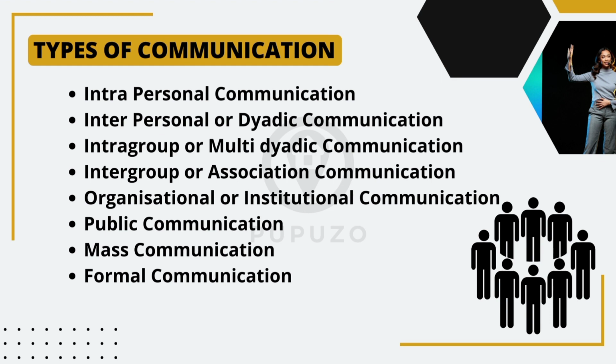Lastly, we have formal communication, which is based on authority and organizational structures. It can be categorized into upward communication, downward communication, horizontal communication, and diagonal communication. Upward communication involves messages from subordinates to those in higher positions. Downward communication refers to messages from top-level management to subordinates. Horizontal communication involves communication among colleagues at the same level, while diagonal communication occurs between different departments or levels within an organization.